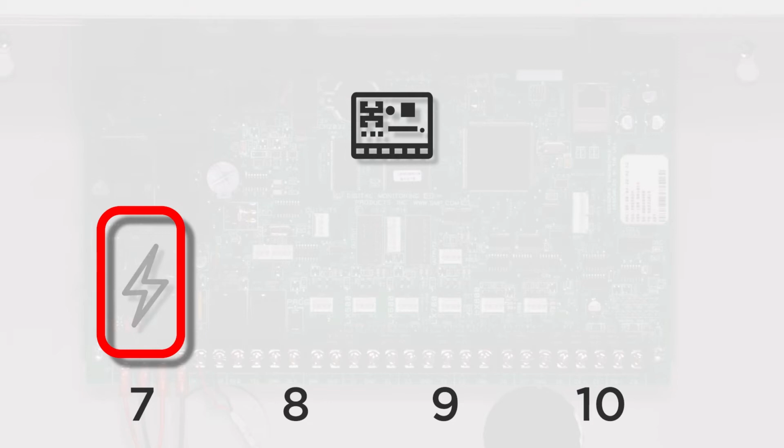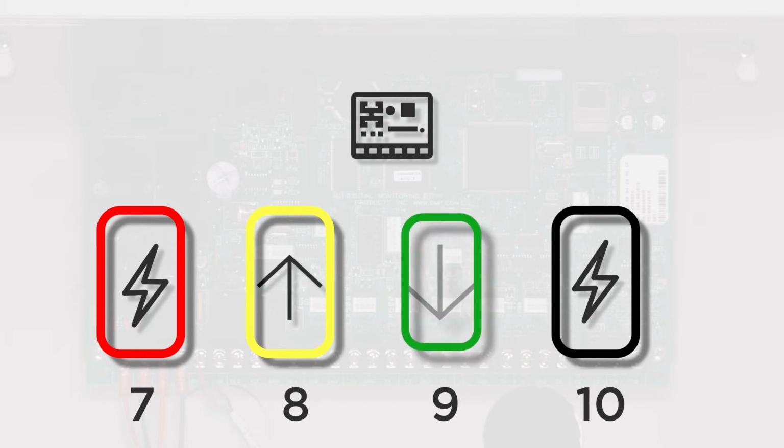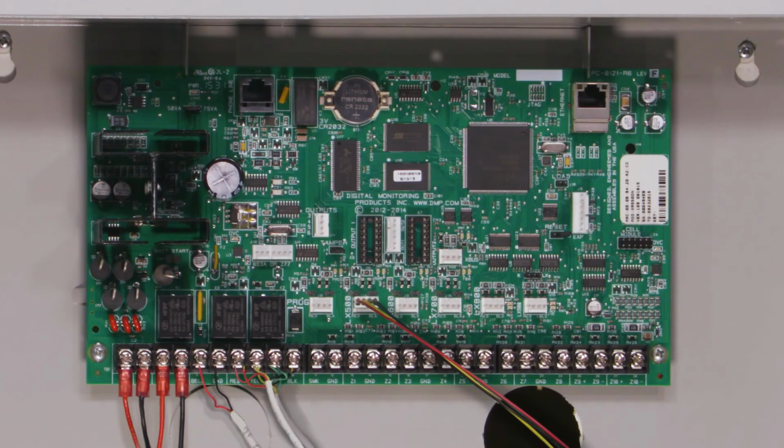Terminal 7 supplies positive 12 volts of direct current regulated to power the connected devices. This also supplies power for any auxiliary device. The ground for this terminal can be found over here, Terminal 10. Terminal 8 receives data from devices. Terminal 9 sends data to devices. Apply the yellow wire to Terminal 8 and apply the green wire to Terminal 9.